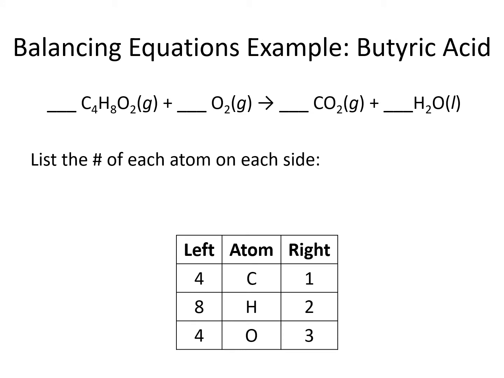Our first step is listing how many of each type of atom we have on each side of the equation. On the left side, we have 4 carbons, 8 hydrogens, and a total of 4 oxygens, 2 from the hydrocarbon and 2 from the individual molecule. On the right side, we have 1 carbon, 2 hydrogens, and a total of 3 oxygens. In fact, for all of our combustion reactions, we're going to have 1 carbon, 2 hydrogens, and 3 oxygens to begin with, because our combustion reactions will always have CO2 and water on the right-hand side.